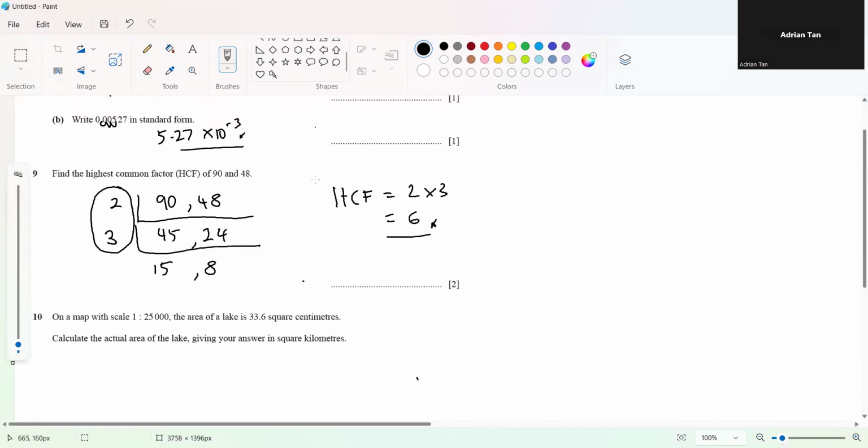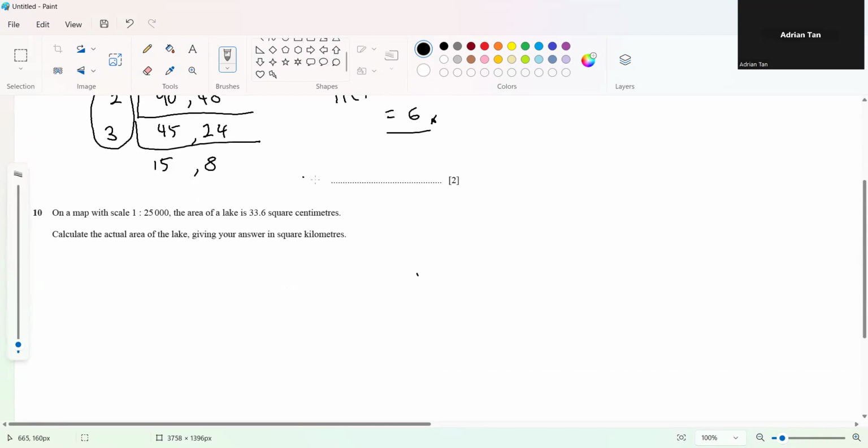So number 10, on a map with a scale 1 to 25,000, the area of a lake is 33.6 square centimeters. Calculate the area of the lake, giving your answer in square kilometers, right? So this is on a map in square centimeters. So once again, this is a scale in cm. This is an area in cm square, right? So in other words, the length of the image over the length of the object ratio, if you want to work the ratio out, is equal to the square root of the area of the image over the area of the object in this case.